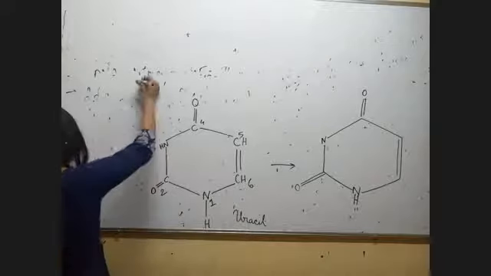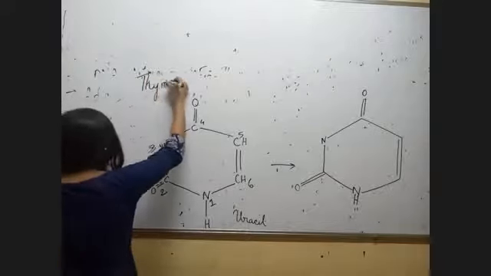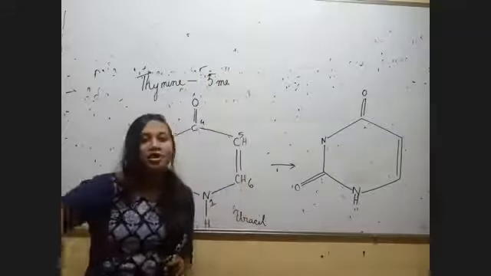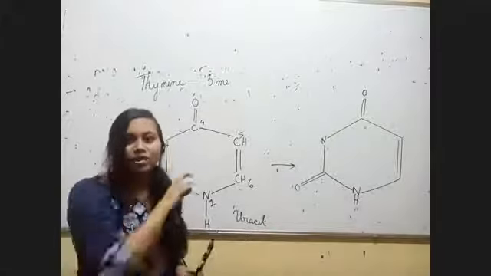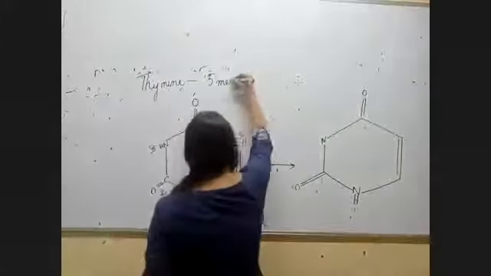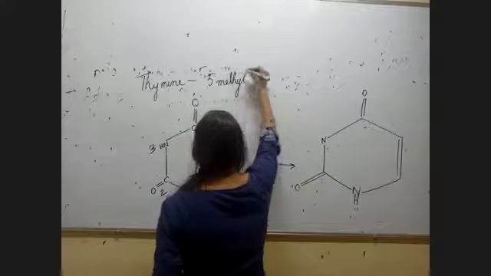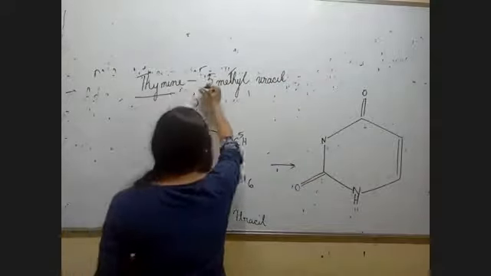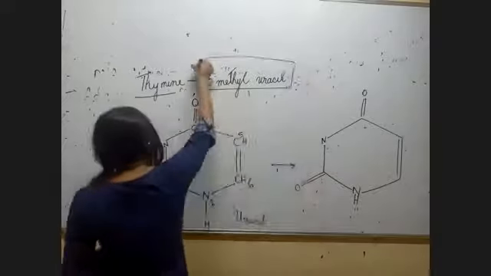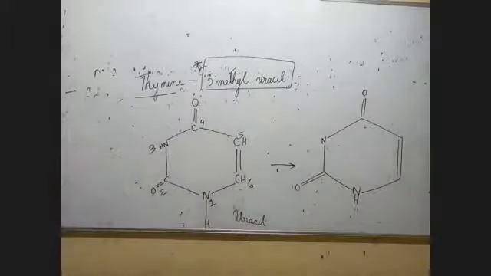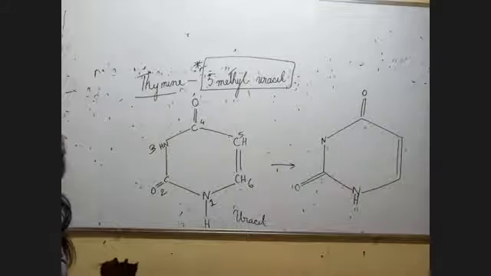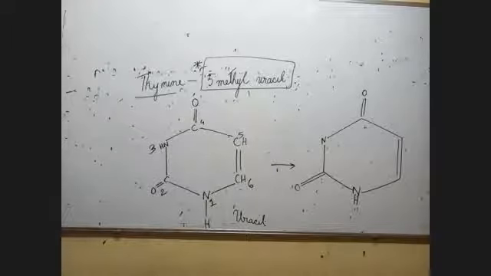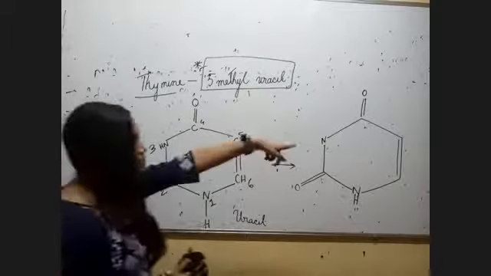That is why thymine is also known as 5-methyl uracil. If we put a methyl at the 5 position of uracil, it will be thymine. Are you getting the point? Yes, ma'am. So we can say thymine is 5-methyl uracil. You will find this in your class 12 NCERT book. Thymine is also known as 5-methyl uracil. So in the previous diagram, you put the methyl group, okay?